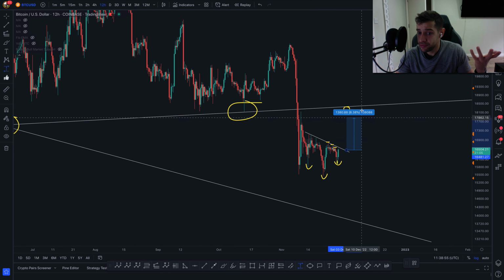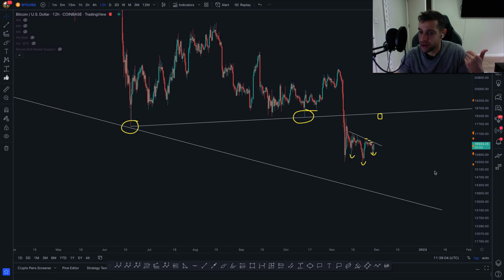And 10 to 15% is going to put us anywhere within the range of 18.4k, retesting some of these trend lines, and 17.1, 17.4k at the earliest. So definitely some areas that I'm looking at.